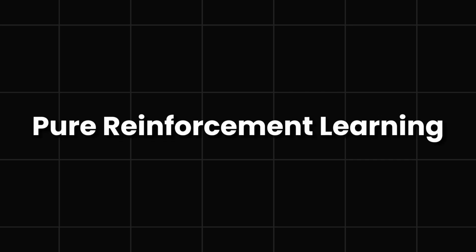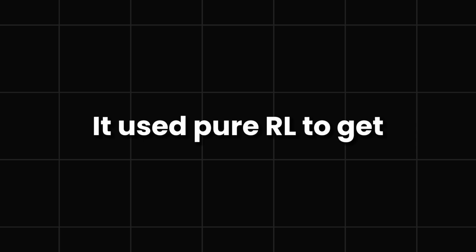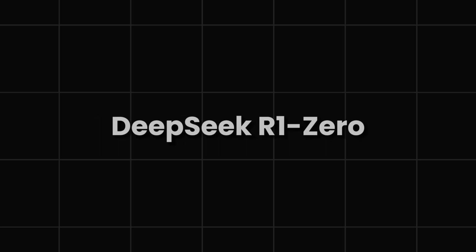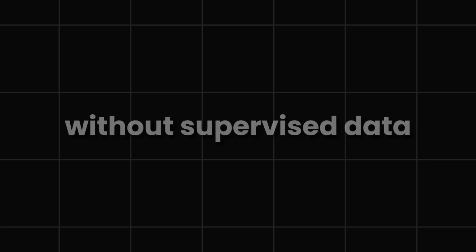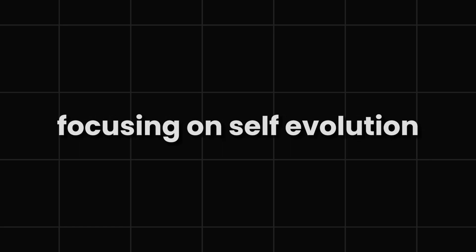Now comes DeepSeek, which uses pure reinforcement learning to improve its reasoning capabilities. It used pure RL to get DeepSeek R1-Zero. It aims to develop reasoning capabilities without supervised data, focusing on self-evolution via pure reinforcement learning.